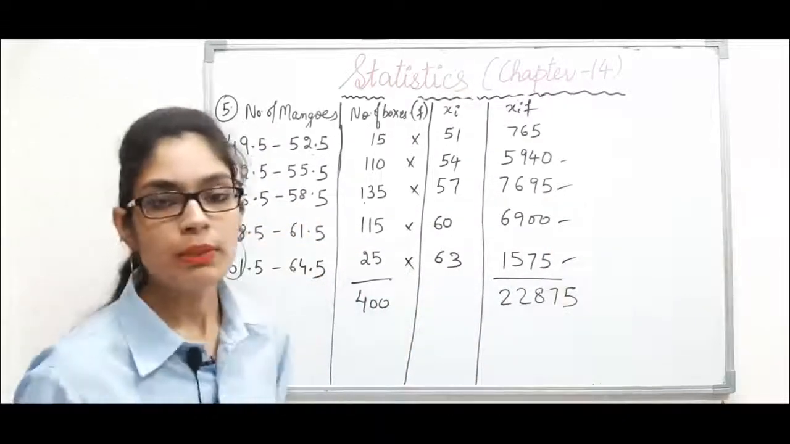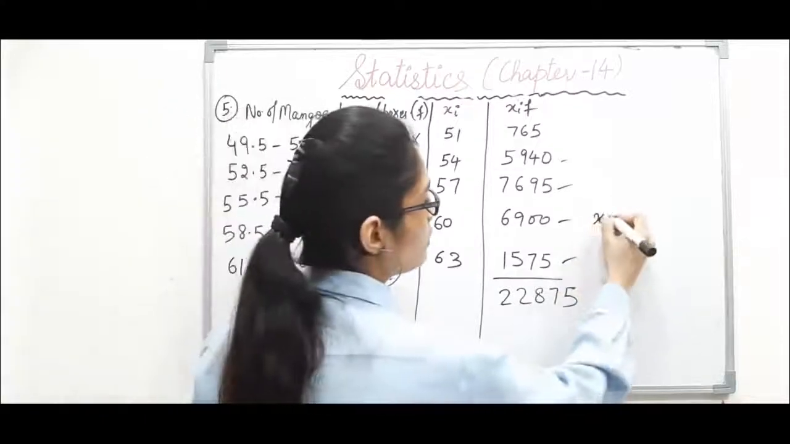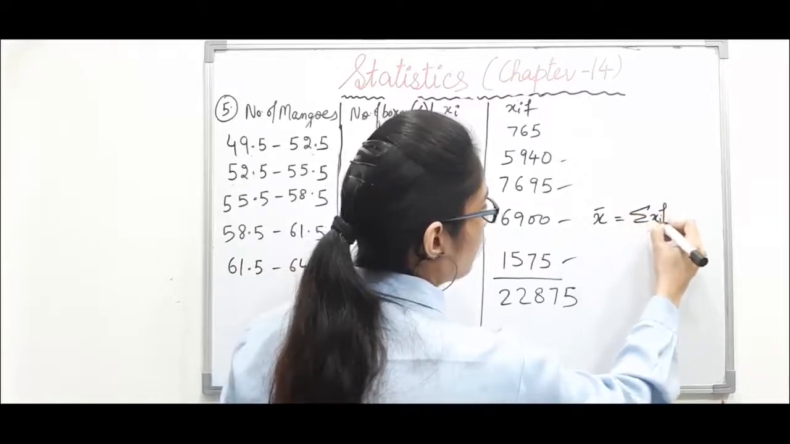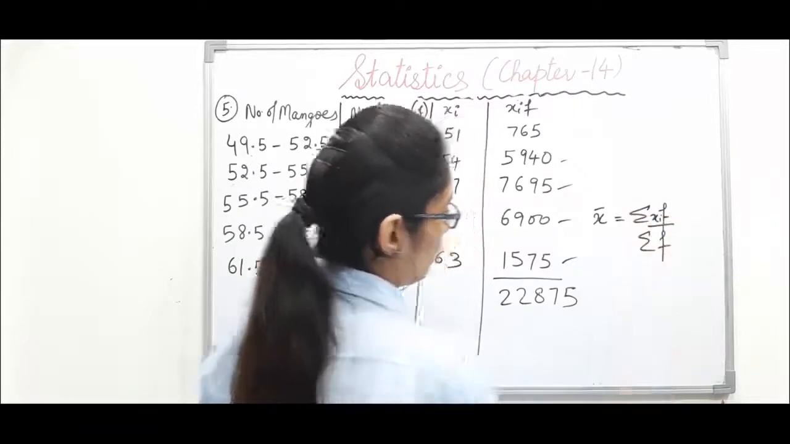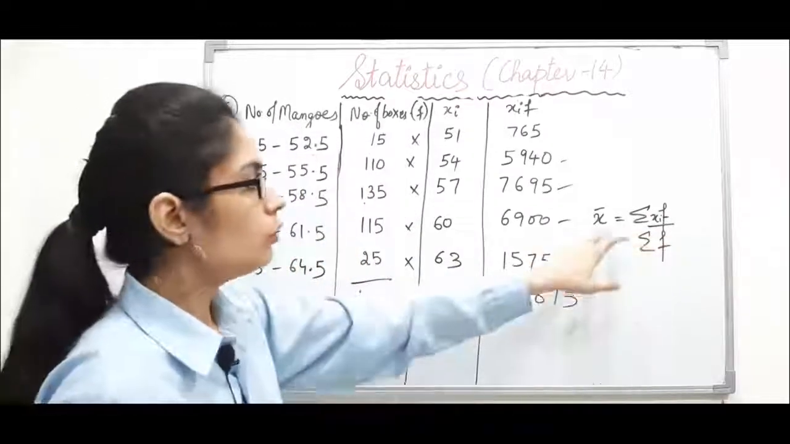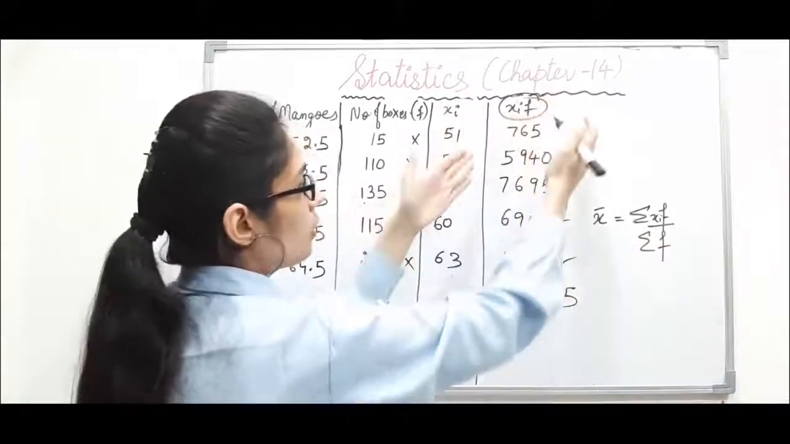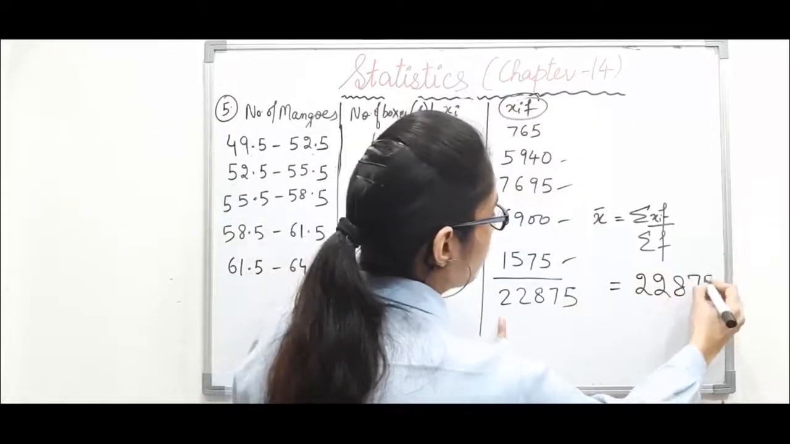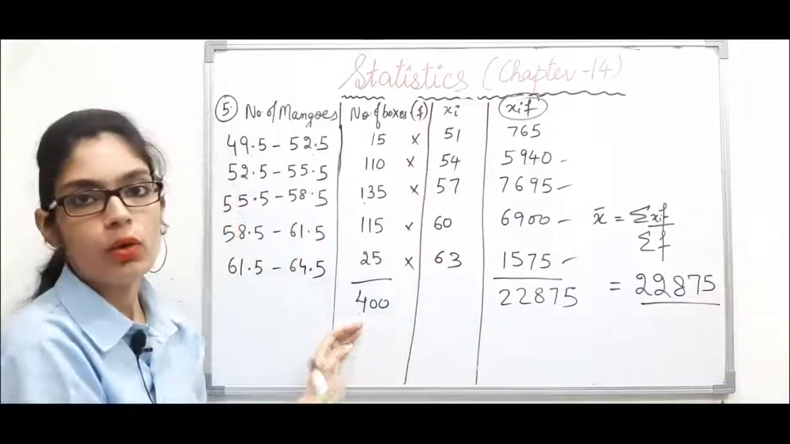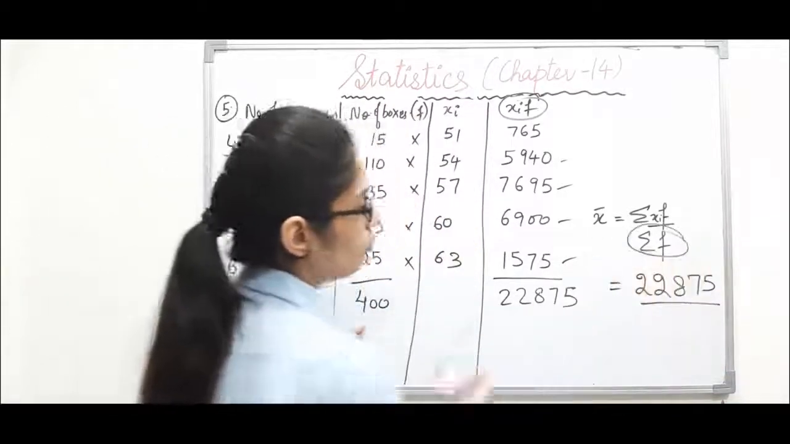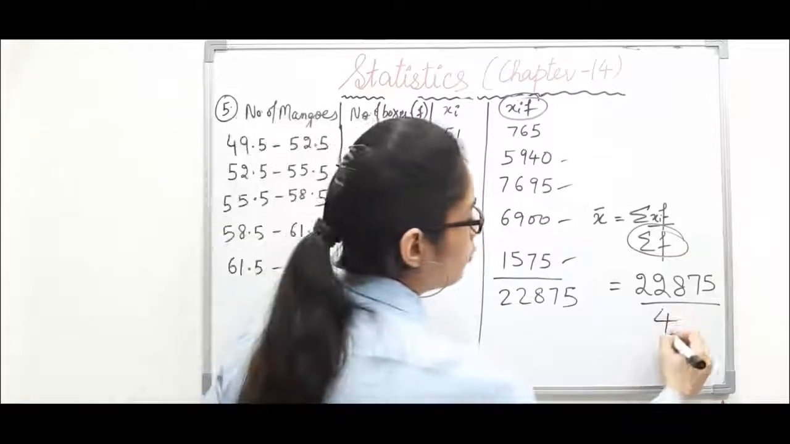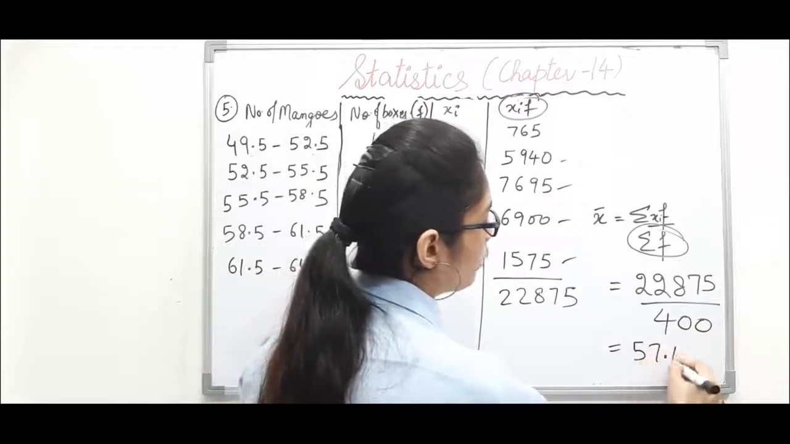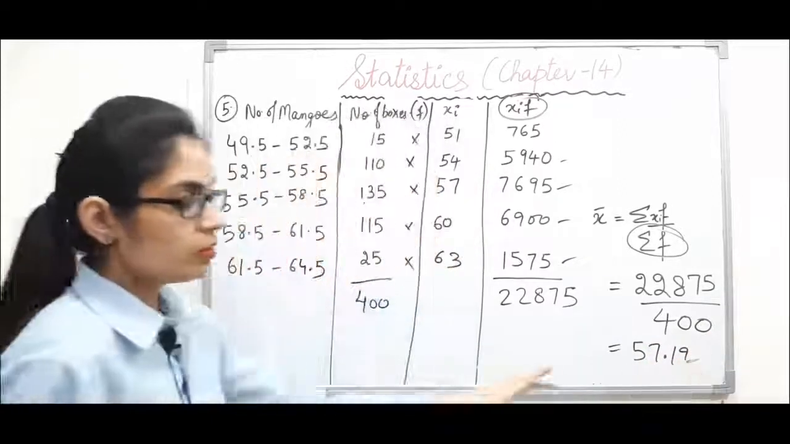Now what is the formula of mean by the direct method? It is x bar equals summation of xifi upon summation of fi. Summation means total. So this term, all the terms I added, I got 22,875. And this frequency also we have to add because we have to apply it in this formula. If we added, we got 400. So if you do the division, it will be 57.19 something. So this will be the mean.